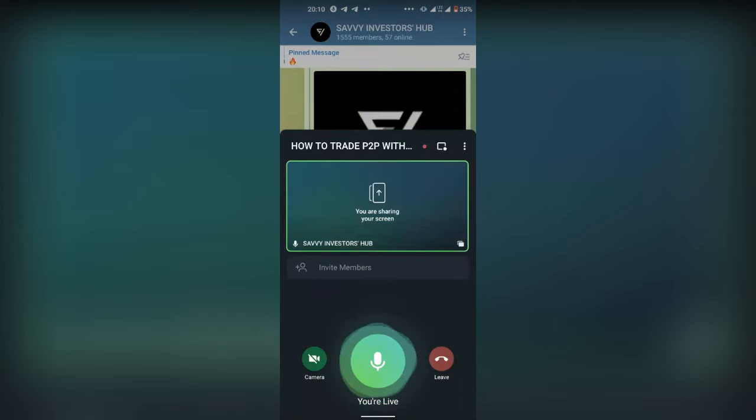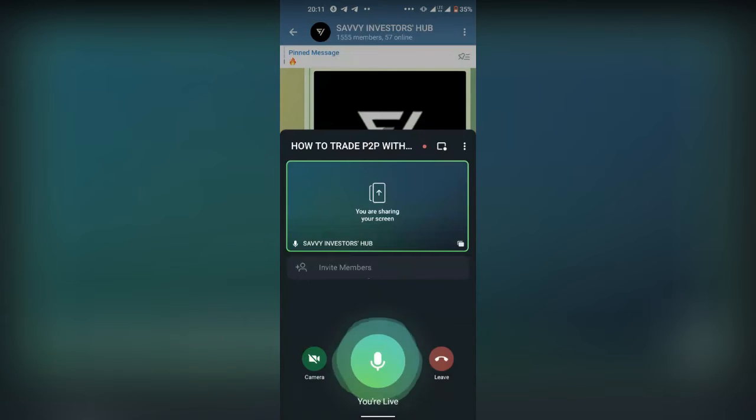Another reason you should trade P2P is because as a beginner trader, you want to ensure that you get yourself acquainted with the platform, right? So you want to trade P2P before you go into the other risky parts of the investment, such as futures trading, spot trading, and the rest of them. You've already acquainted yourself with how the platform works. You've already built your confidence on how to send and receive money and the rest of them.